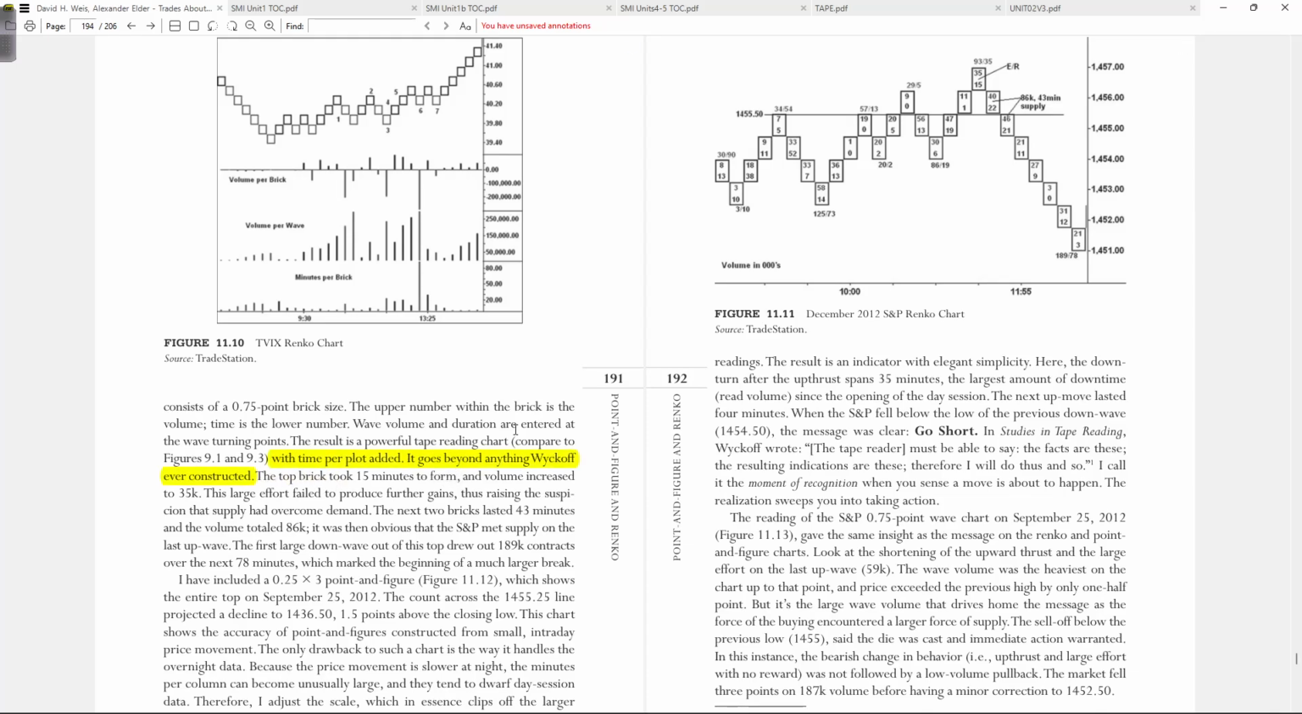The top break took 15 minutes to form and volume increased to 35K.